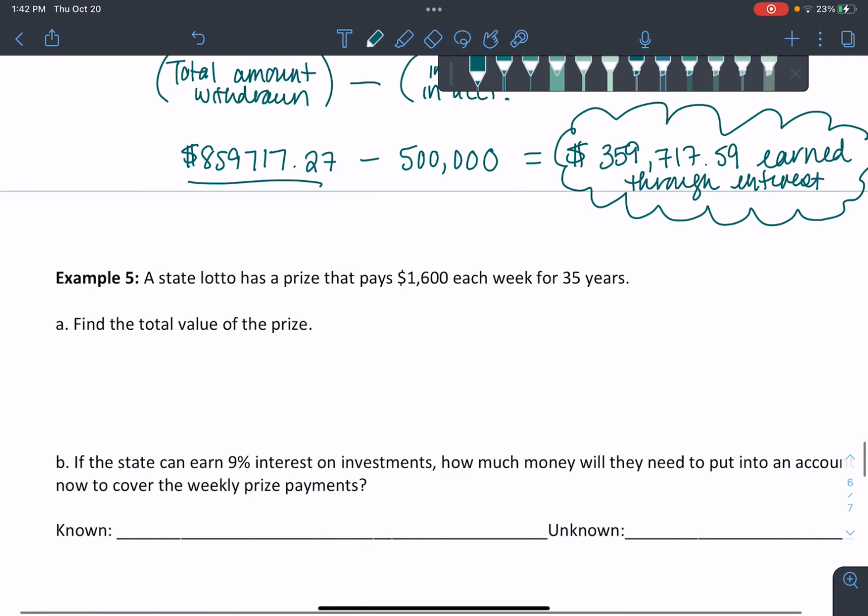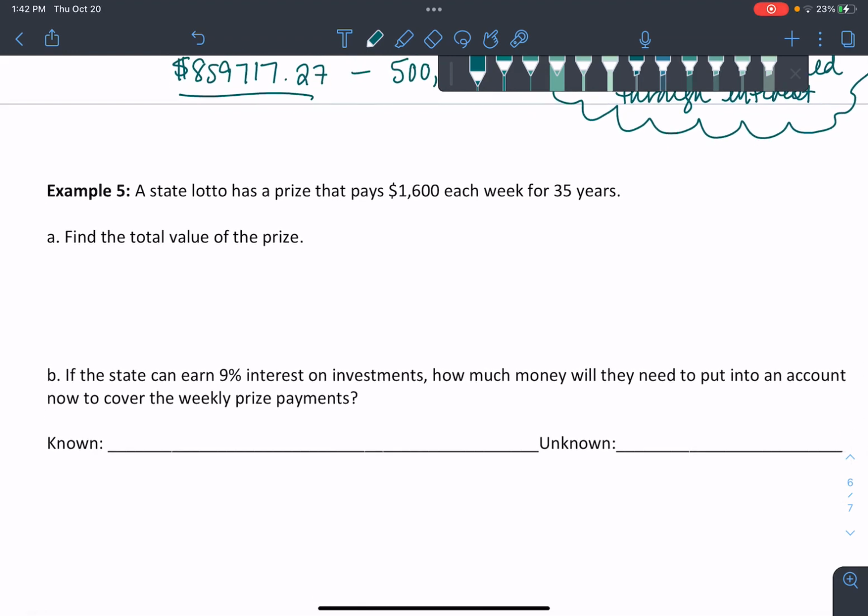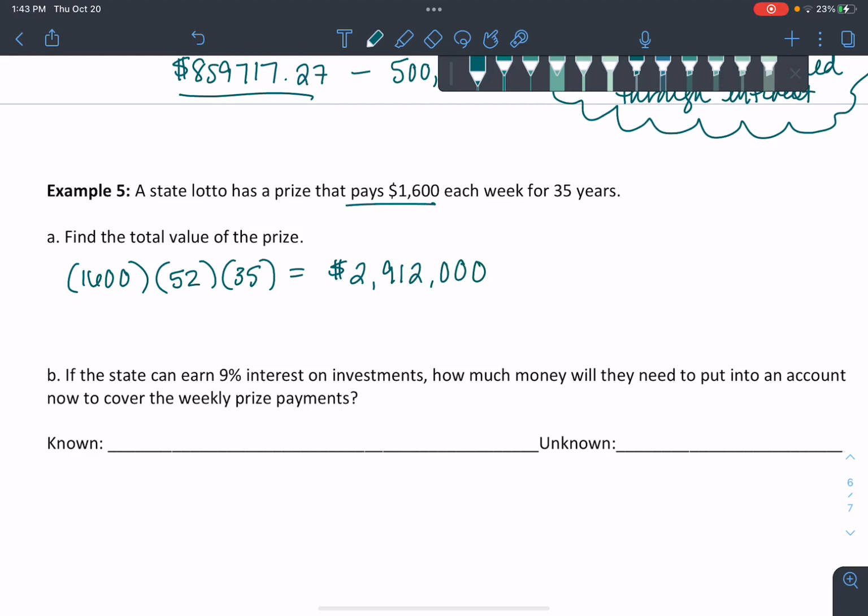All right. Next question. A state lotto has a prize that pays off $1,600 each week for 35 years. Find the total value of the prize. Okay. So that's a pretty easy thing to figure out. The total value of the prize is the amount you get, $1,600, right? Times 52 weeks in a year. You're getting paid every week for 35 years. And so the total amount for that is $2,912,000. Okay, so that part's pretty easy.